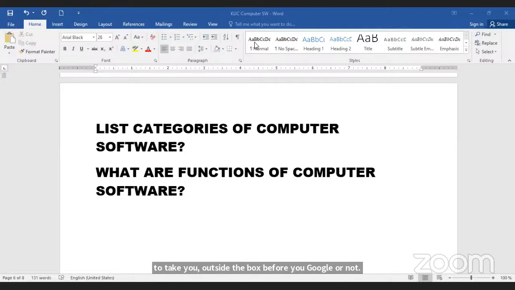So let me go through that again. Yeah, the answers are coming. System software, application software, programming software, utility software. So these are some of the types or categories of computer software.